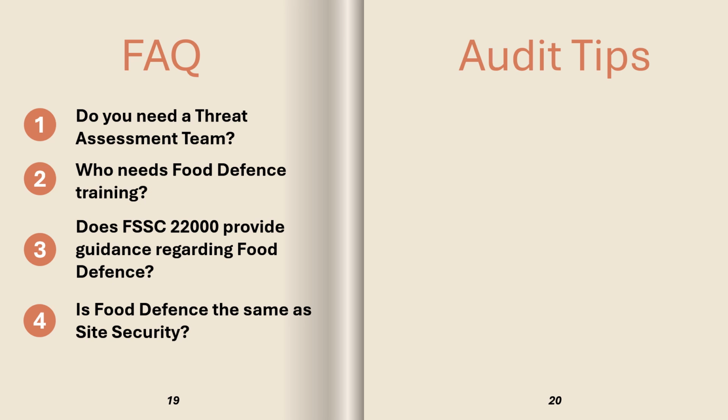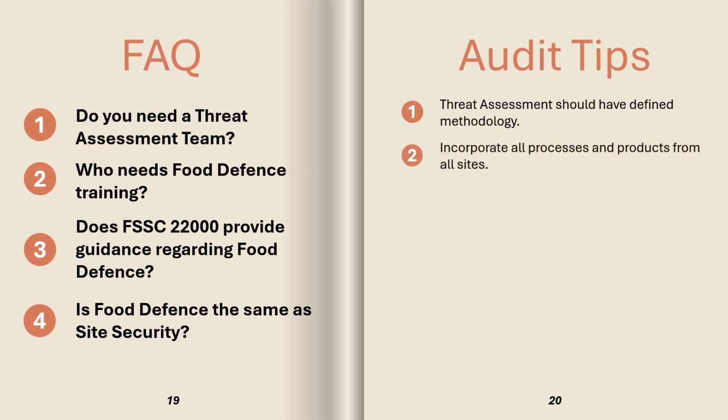From the round of audits, there are a few things that I think one should be aware of. The first thing is making sure that your threat assessment is based on a defined methodology, and it makes sense how you identified the potential threats. It's also important that you look at all the processes that you have. For example, if you have got 3 different warehouses or 3 different production facilities that are part of the scope, make sure that you fully incorporate those 3 different facilities, because each one of those facilities may pose a different risk profile in terms of food defense.